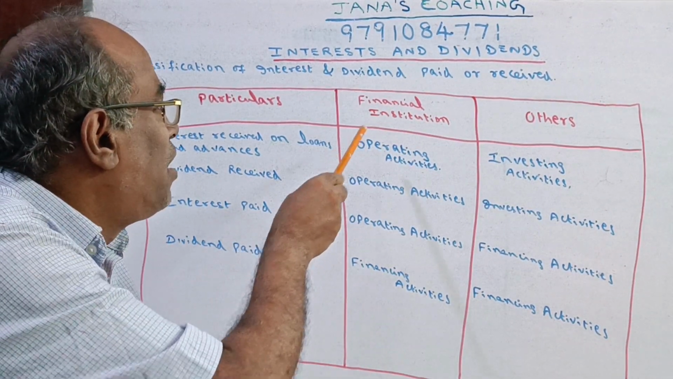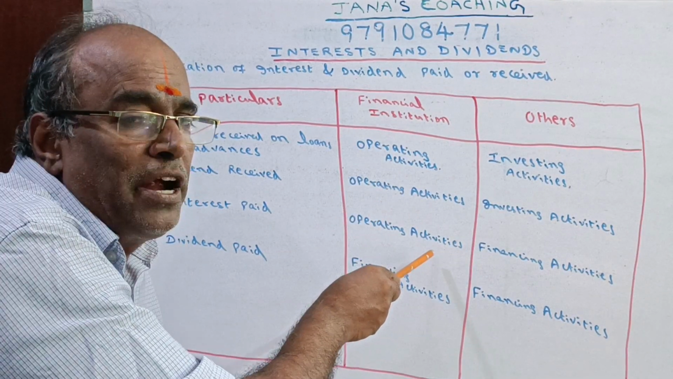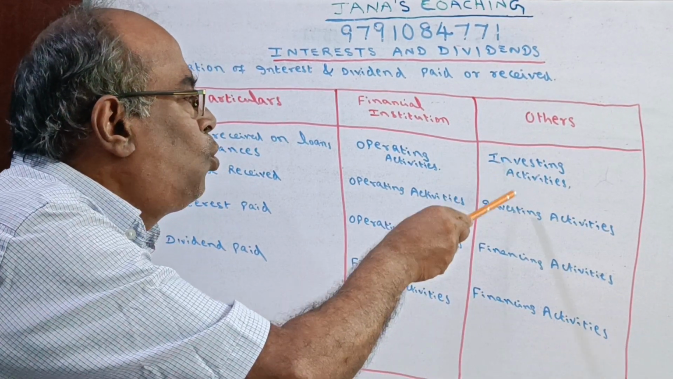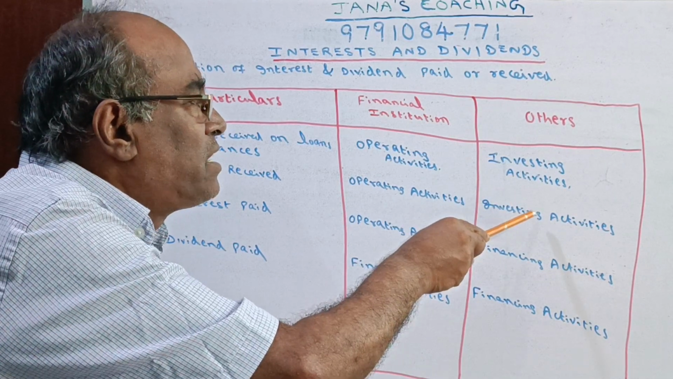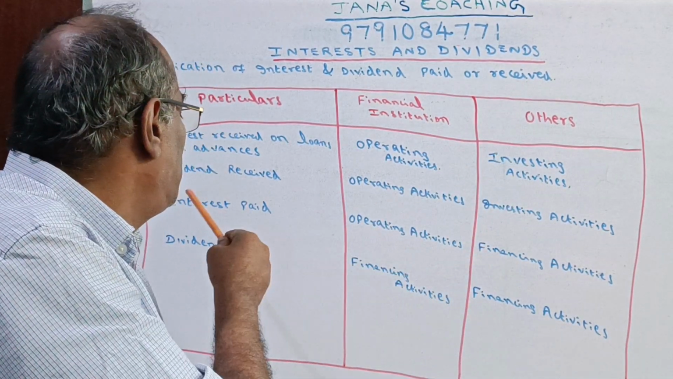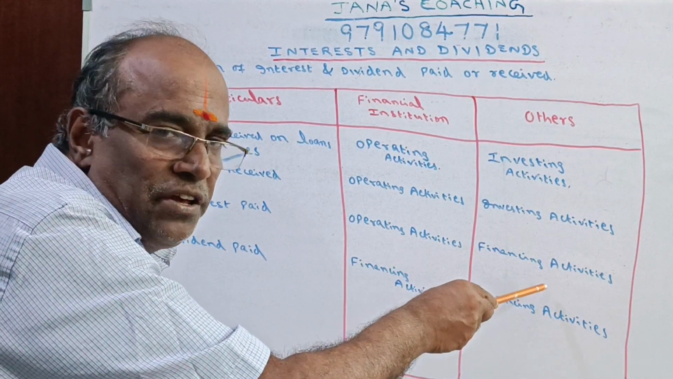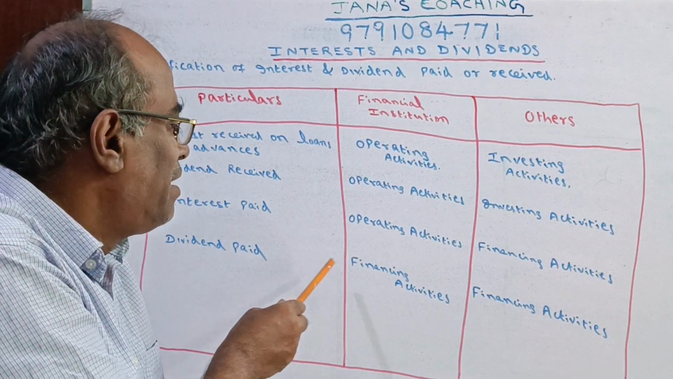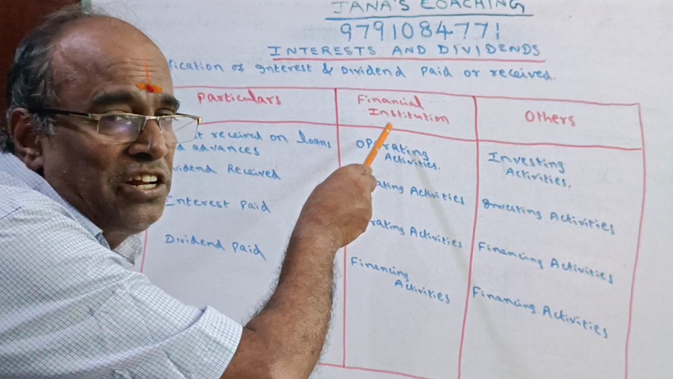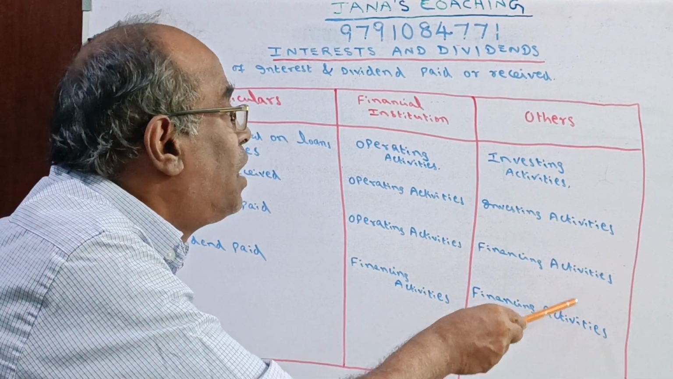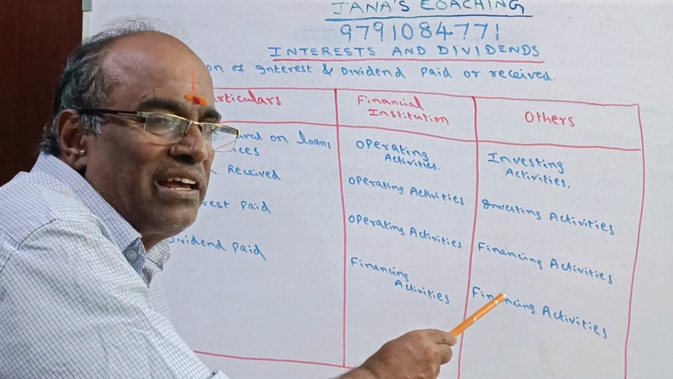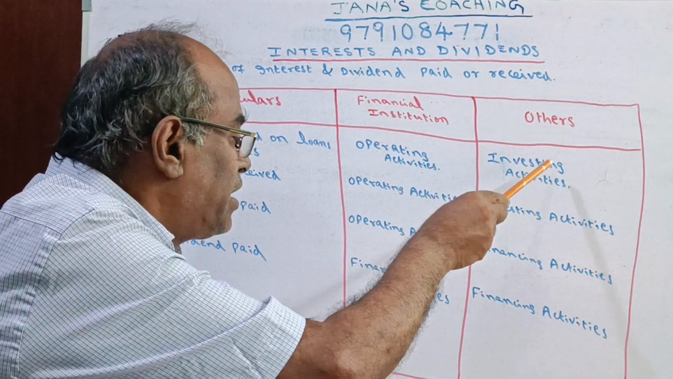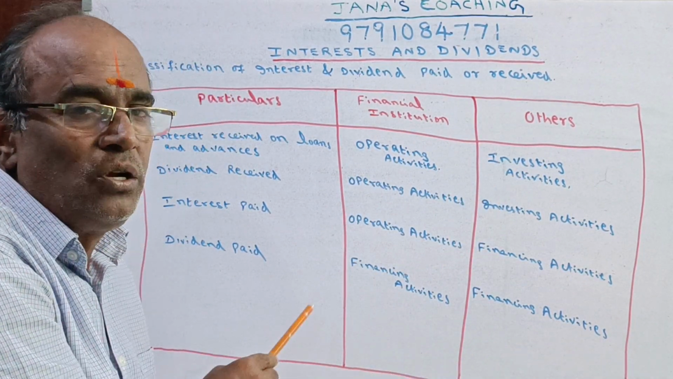Number 3, interest paid. For the financial institution, same, operating activities. For others, financing activities. Here, for interest paid, financing activities, we have to write like this. Then the fourth one is dividend paid. Financing activities for the financial institution, financing activities for others. Here, both are financing activities for dividend paid. Under the particulars, financial institution and others, financing activities will be placed.